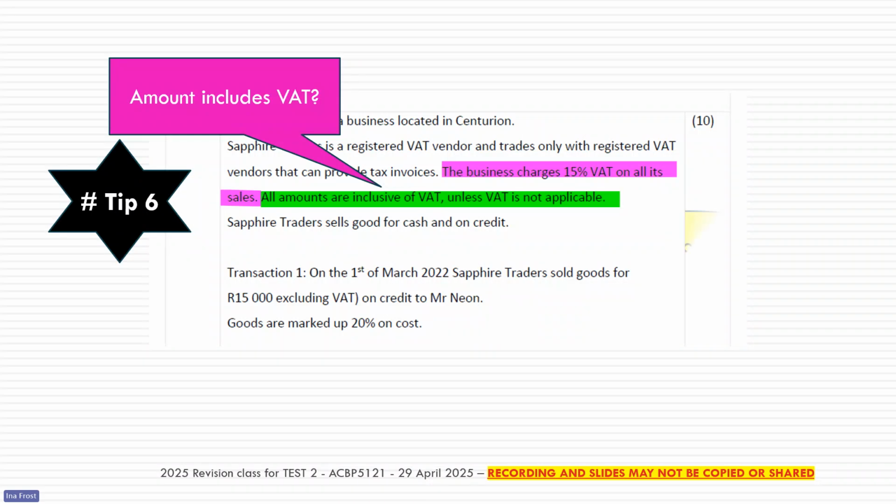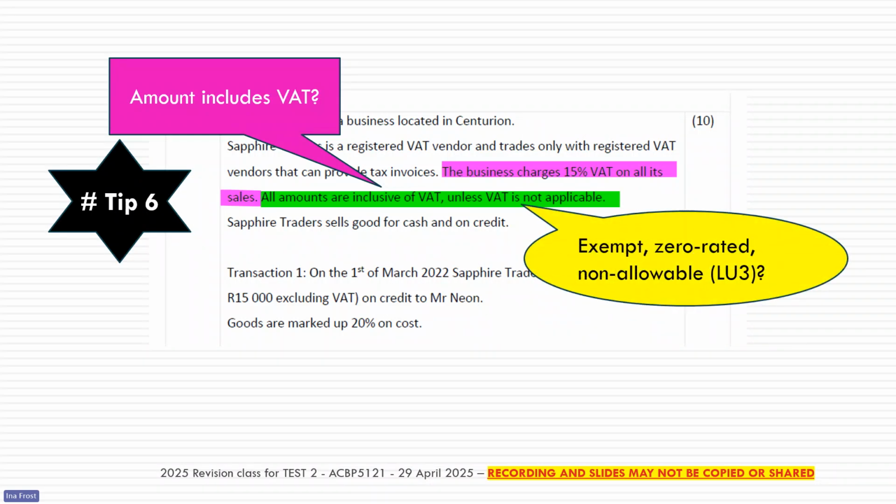But look at the comma there. The comma says unless VAT is not applicable. So what we mean by that little part of the sentence is, if it is a zero-rated item, exempt item, or non-allowable item, then of course VAT is not applicable. So that's what we mean by that little part of the sentence.